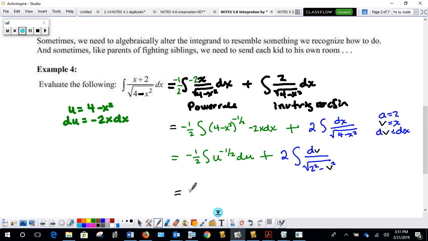All right, the antiderivative here would be negative 1/2. Then we would have u, add 1 to your power, which would put 1/2. Divide by 1/2 or multiply by 2. Okay, plus, don't do plus c, we'll put that at the end. Here we have our constant 2. We're doing arc sine, so that would be arc sine of our u, in this case, which is v, over, v is x, over 2, and then you would do your plus c.